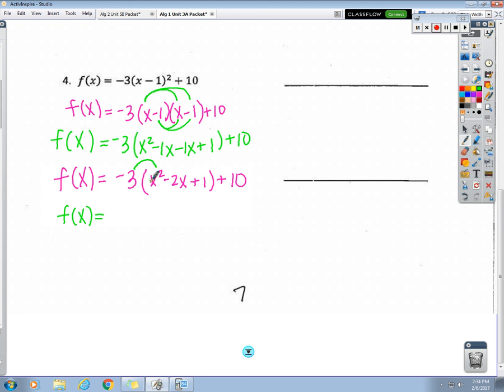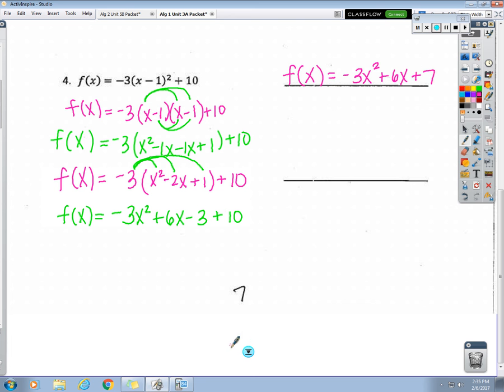Negative 3 times x squared is negative 3x squared. Negative 3 times negative 2x is positive 6x. And negative 3 times 1 is negative 3. But then we got this plus 10 hanging around that has to come down. And so the final answer in standard form is f of x equals negative 3x squared plus 6x. And then what's negative 3 plus 10?